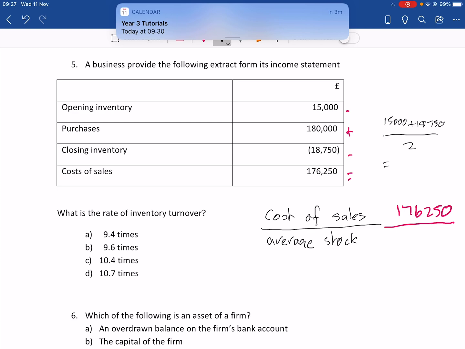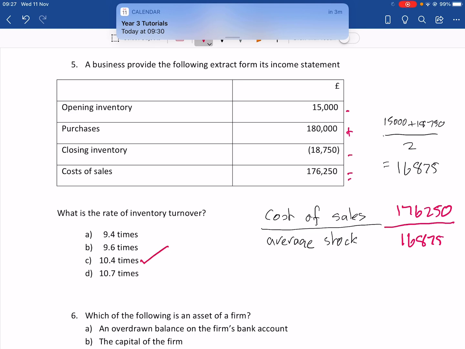15,000 plus 18,750 equals 33,750. Divide that by 2 means that the average stock figure is 16,875. So we put the average stock figure in here, 16,875, and we divide one by the other. 176,250 divided by 16,875 equals 10.4 times.